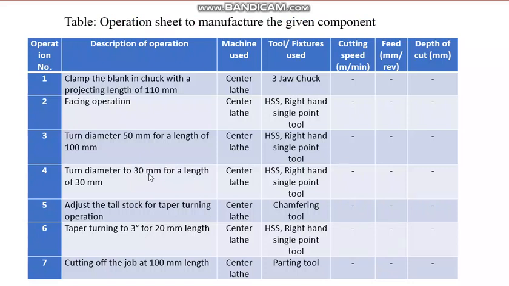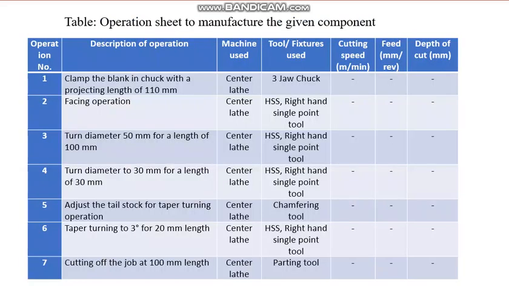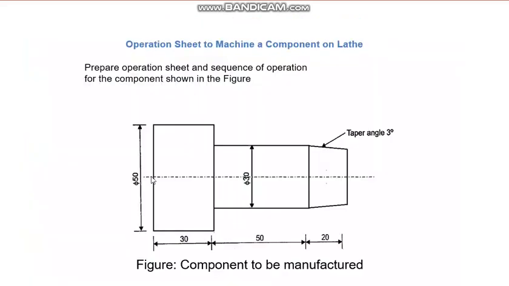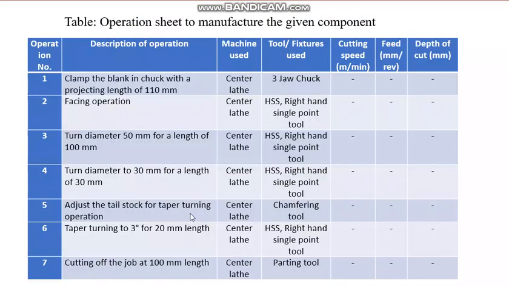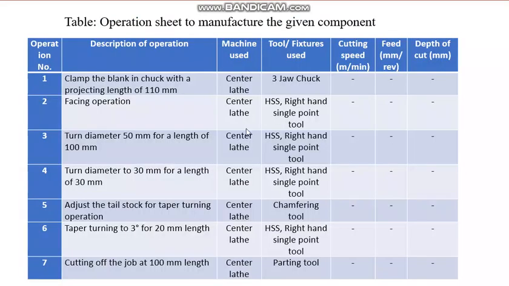Then you have to turn the diameter to 30 for a length of 30. Huh? It should be 50 now. Yeah, it should have been 50 here, because this distance is 50; see, this is 50 length. And afterwards, adjust the tailstock for the taper turning operation. See, taper turning you have to do. Here they are using the tailstock to do the taper turning.